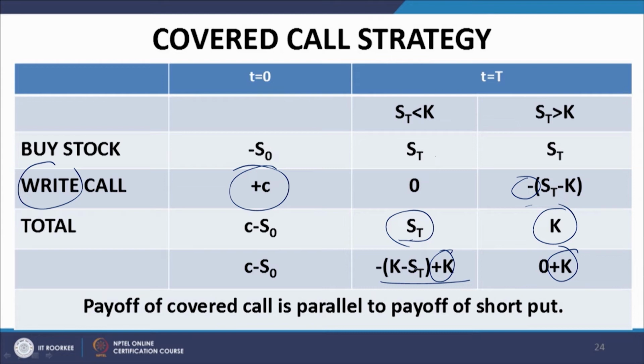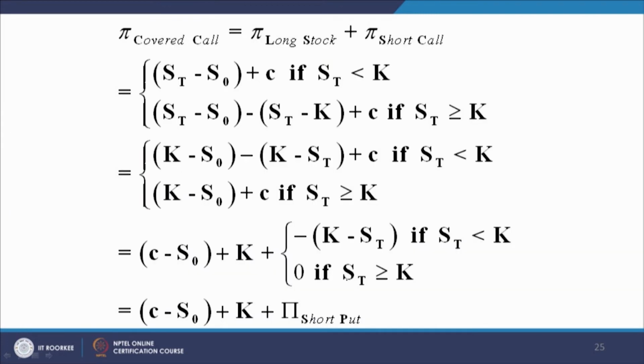If you recall, this is precisely the payoff of a short put. So you can write here short put plus K, and the cost is equal to C minus S0. This is explicitly shown in this algebraic set of calculations using the payoff and the profit functions.